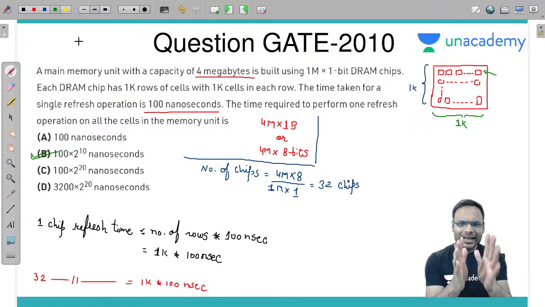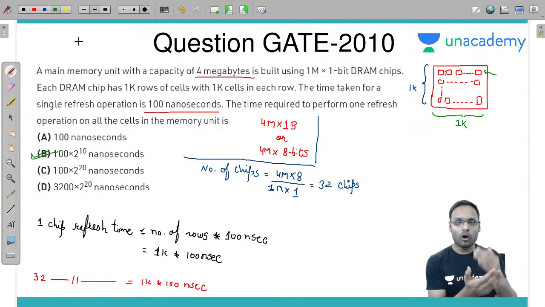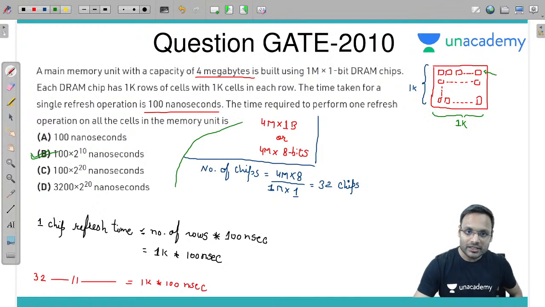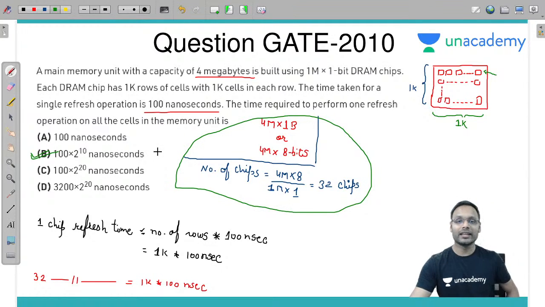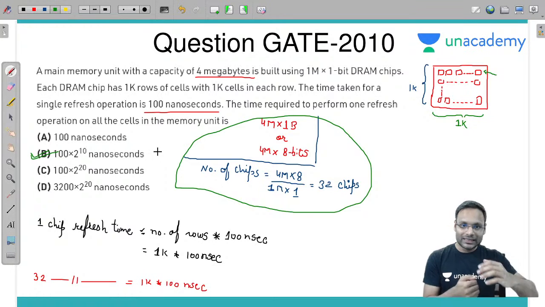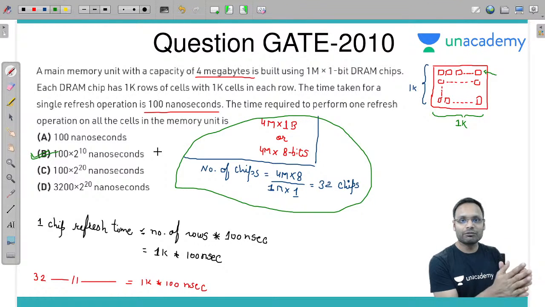Now what I wanted to tell you is, if you know this information that all the chips can be refreshed in parallel, you will never calculate this information at all. आप ये वाला information calculate ही नहीं करेंगे, and that's how you can save the time in the exams. So you need to understand what you need to calculate, and based on that you will just go with that information which is required.